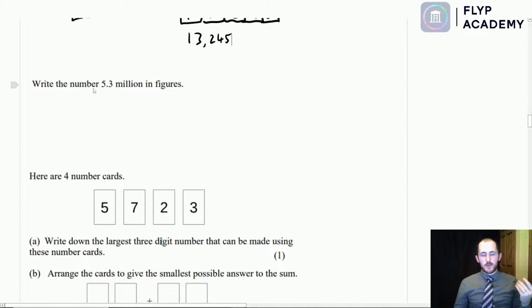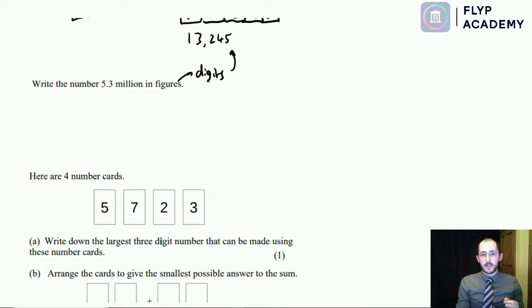And again, with place value. So place value can come up in a lot of different forms, hence why we have a bunch of different questions on this, even if you might find it a bit easy. Write the number 5.3 million in figures. Okay, so what that means is in digits. So exactly how I've written it here.